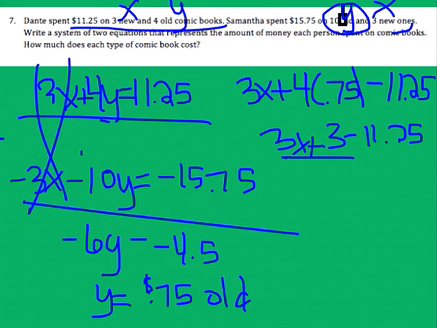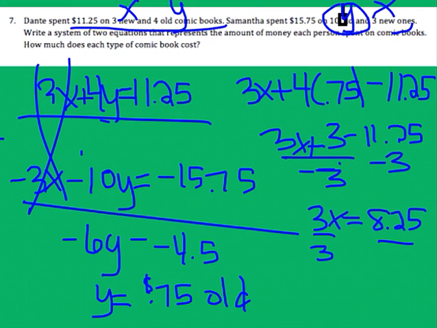Okay, so we're going to subtract 3 from both sides, and then I get that 3x is equal to 11.25 minus 3, which is going to give me 8.25. Divide both sides by 3, and I get that x is equal to $2.75. So that's going to be for the new comic books. And that's your answer for number 7.